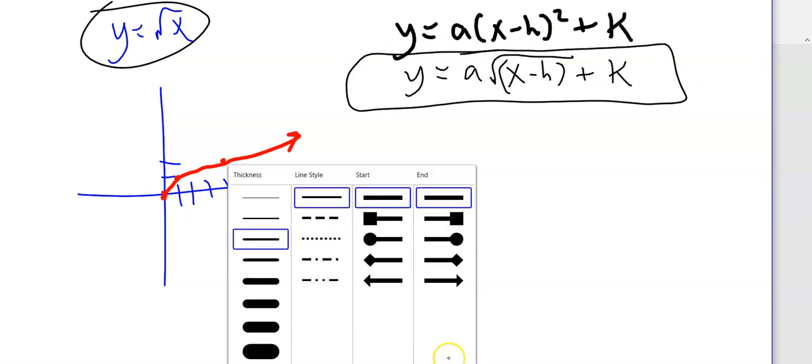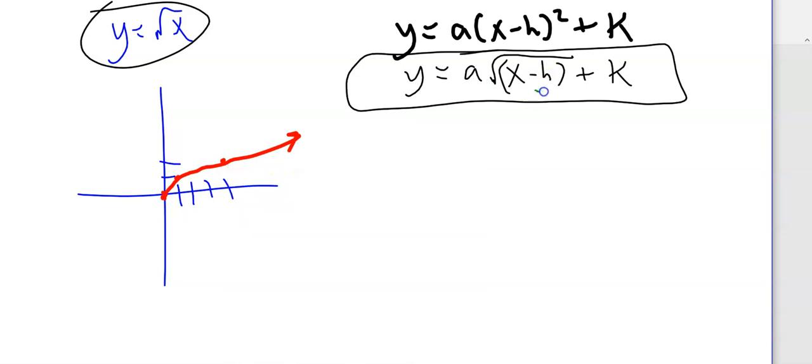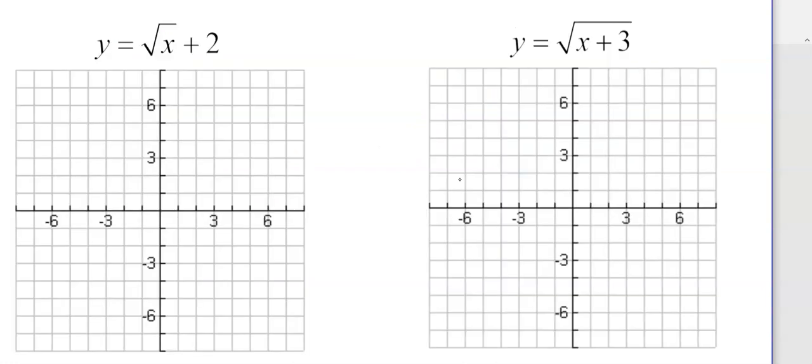Similar to what you've learned before, h moves things right and left, k moves things up and down. a can be a couple things. If it's negative, it's going to reflect across the x-axis. If a is bigger than 1, it's going to be a vertical stretch. It's going to pull it up. If a is smaller than 1, it's a vertical shrink or compression.